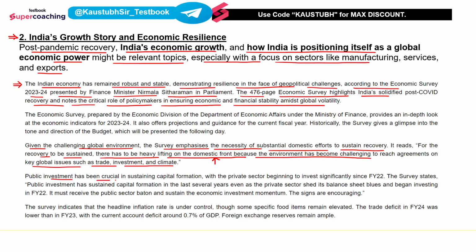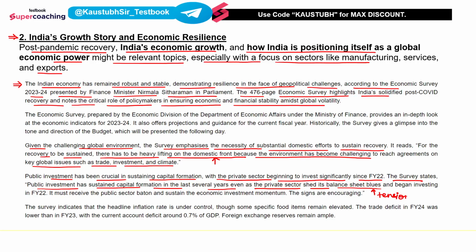Public investment has been crucial in sustaining capital formation, with the private sector beginning to invest significantly since financial year 2022. The survey also states that public investment has sustained capital formation in the last several years, even as the private sector shed its balance sheet blues. To shed your balance sheet blues. What does balance sheet blues mean? Basically, blues of any kind means nervousness. Right, a kind of tension, nervousness.